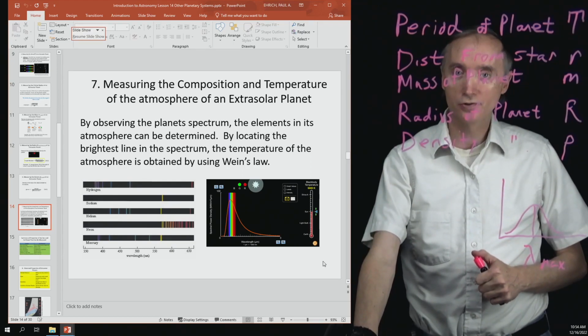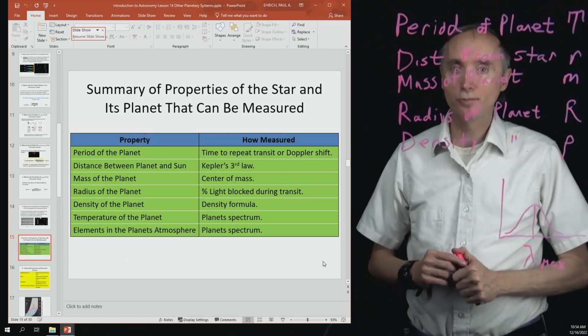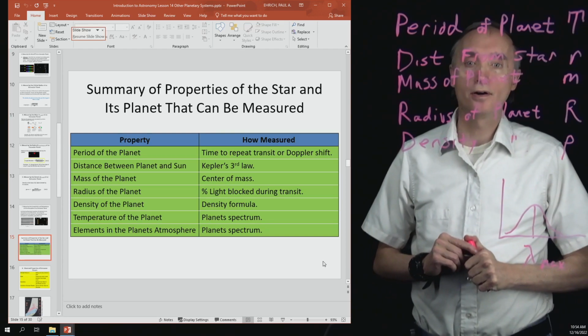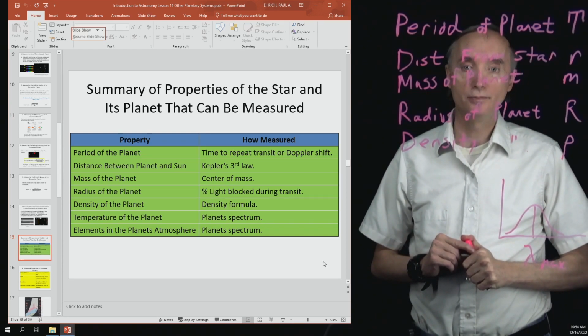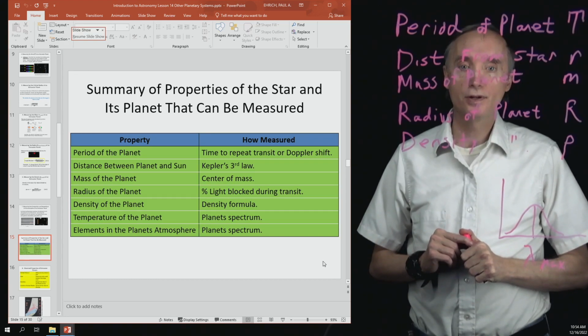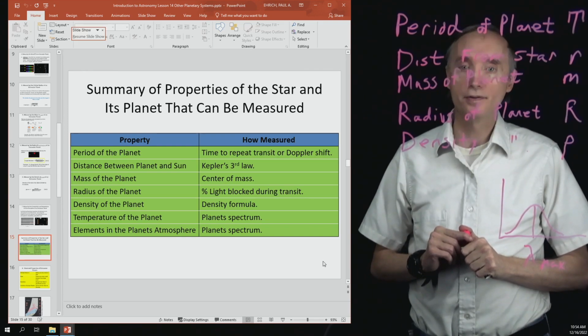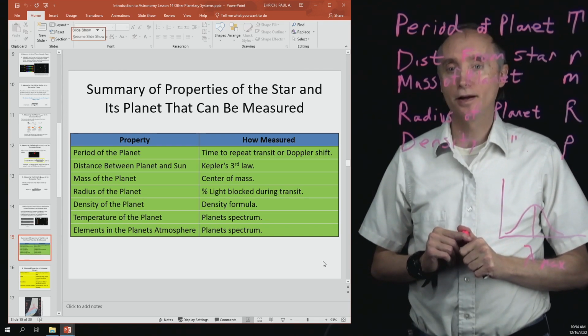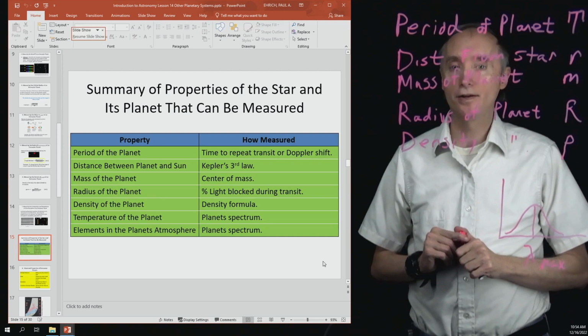So here's our summary. Summary of properties of a star and its planet that can be measured. You've got the period of the planet, the distance between the planet and the sun, the mass of the planet, the radius of the planet, the density of the planet, the temperature of the planet, and the elements in the planet's atmosphere.